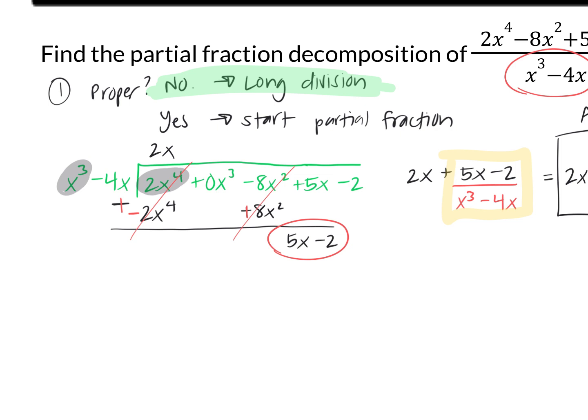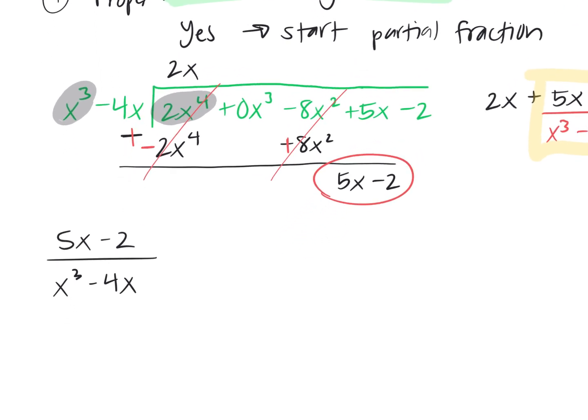All right, so now what we have to do is rewrite my fraction part, because I'm going to split up my fraction into multiple fractions. So I've got 5x minus 2 over x cubed minus 4x. The way that we split this up is we have to factor the denominator. Sometimes it'll be factored for you, sometimes it won't. In this case, it's not. So if I factor the denominator here, what could I take out of both of those? I could take an x out.